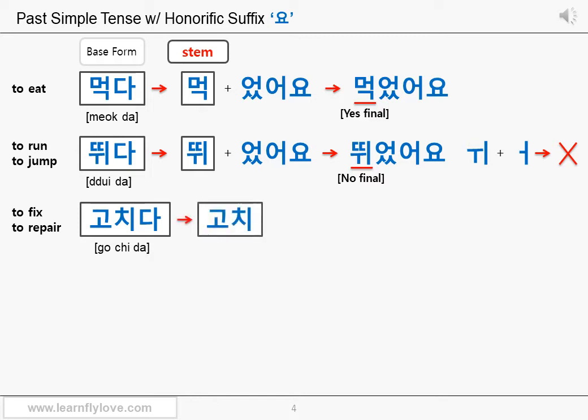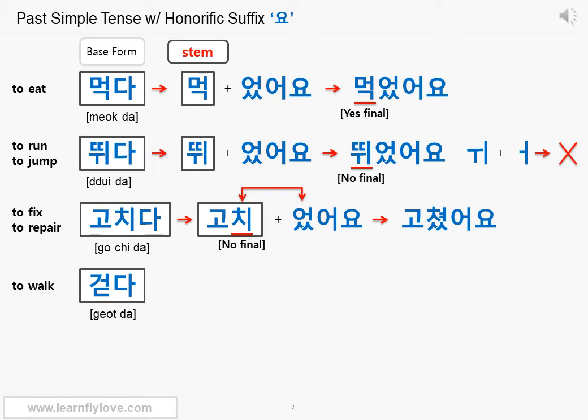Next, 고치다, which means to fix or to repair in Korean. What is the stem? Yes, 고치 is the stem. And the last letter of the stem is 치 with e vowel. Thus you add 없어요. Because the last letter of the stem doesn't have a final consonant, you need to combine the 치 sound with sound, and it becomes 첫. So it's not 고치었어요, but it's 고쳤어요. You know what? Actually, 고치었어요 sounds fine, but I strongly recommend you should always try to combine the last letter of the stem with a, or at, sound. So, 고쳤어요. I fixed, I repaired.